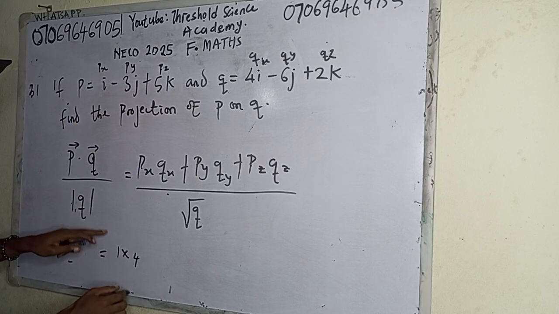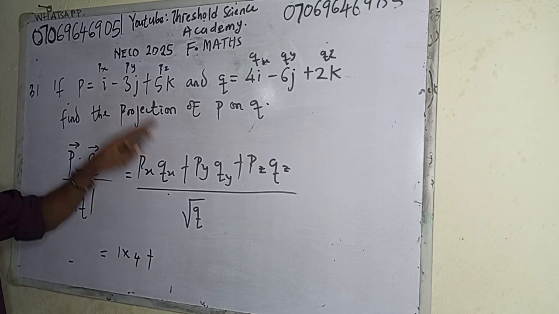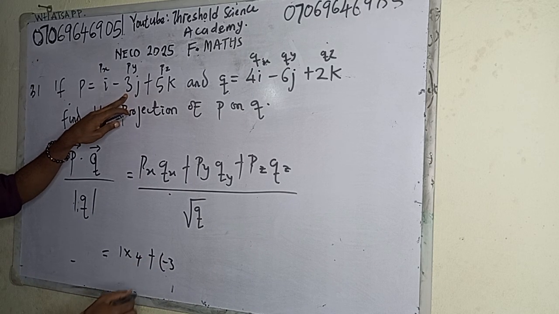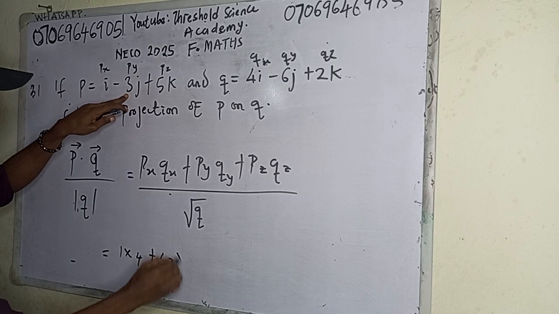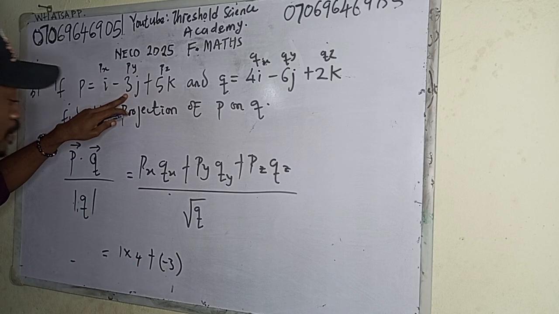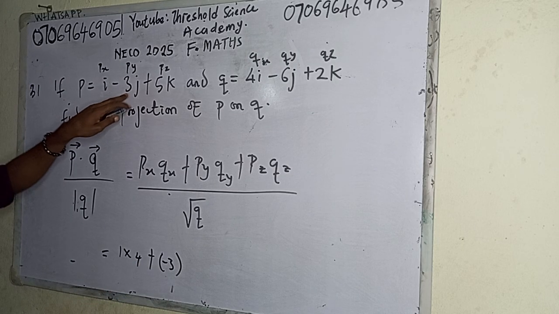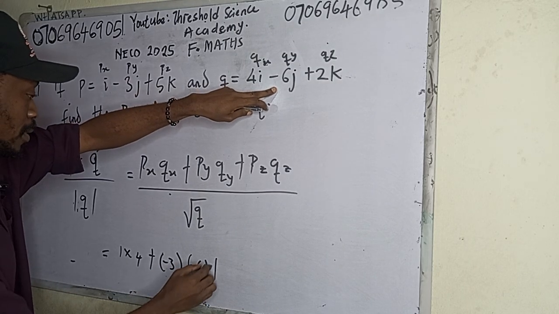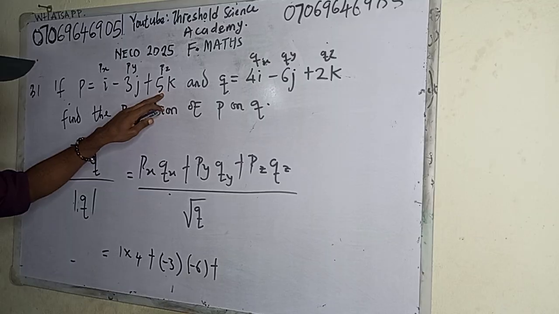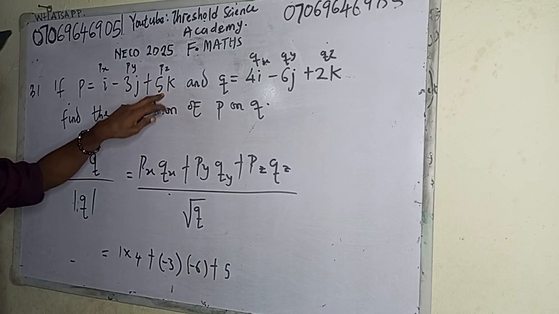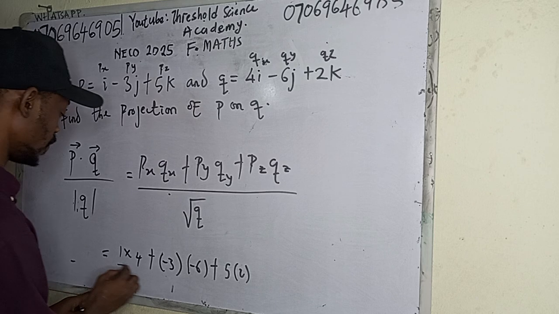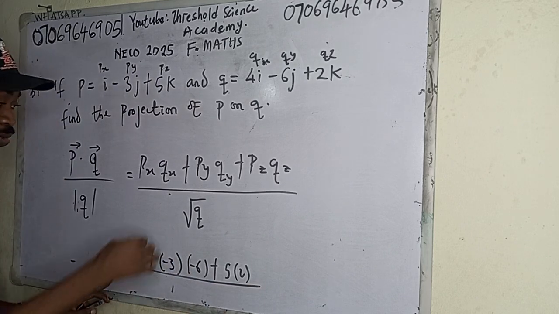which is 4, plus Py, which is -3, times Qy, which is -6, plus Pz, which is 5, times Qz, which is 2, all right? All over the modulus of Q, that's going to be the square root of Q.